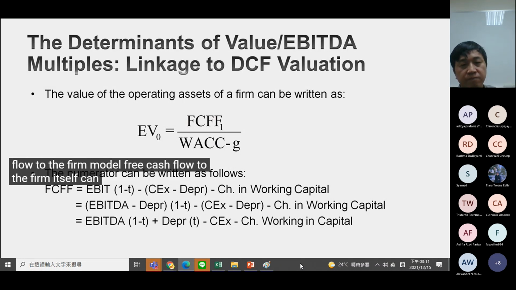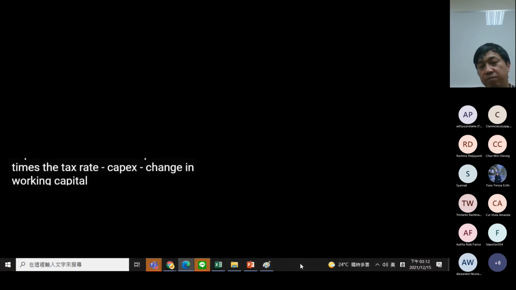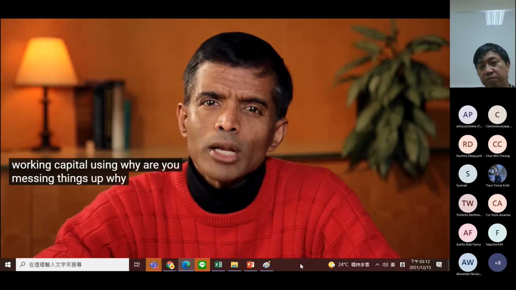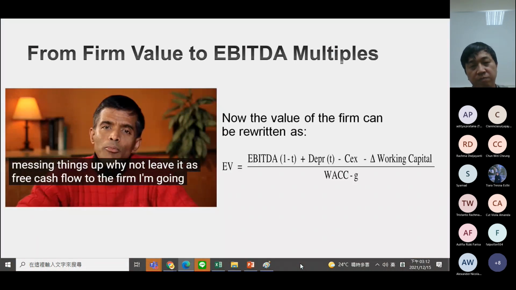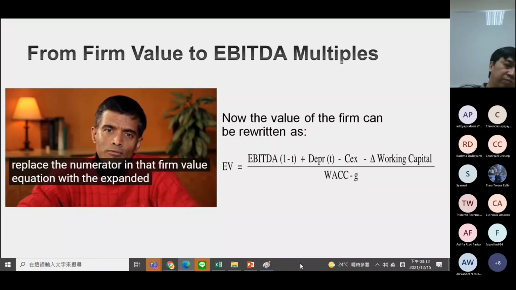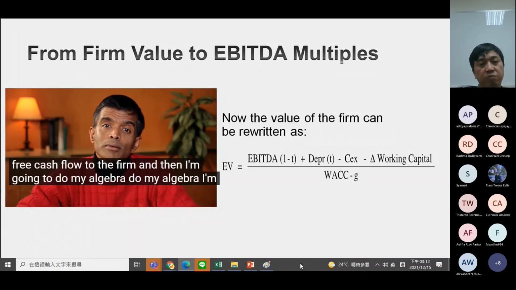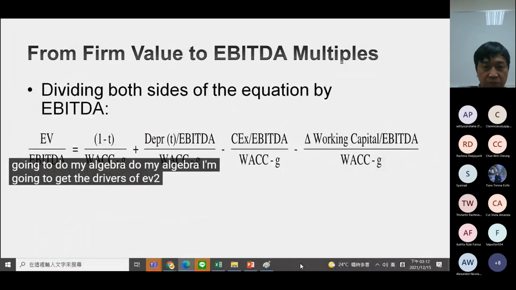Free cash flow to the firm itself can be written as a function of EBITDA. So basically, you can write out free cash flow to the firm as EBITDA times (1 minus T), so basically, it's the after-tax EBITDA, plus a depreciation tax benefit, depreciation times the tax rate, minus CapEx, minus change in working capital. You're saying, why are you messing things up? Why not leave it as free cash flow to the firm? I'm going to replace the numerator in that firm value equation with the expanded version of free cash flow to the firm. And then I'm going to do my algebra to get the drivers of EV to EBITDA.